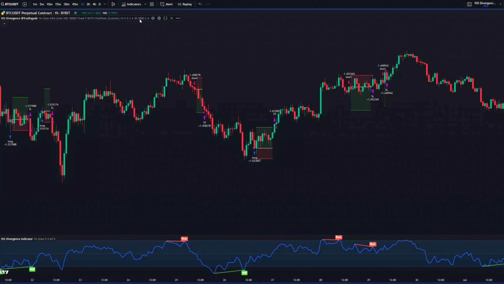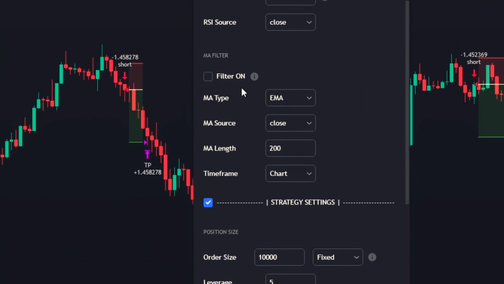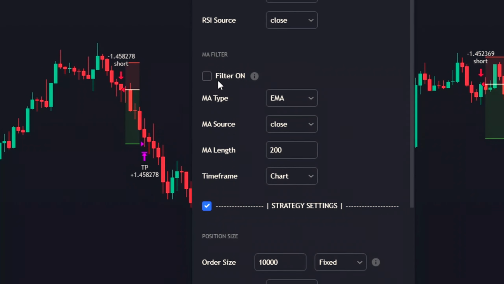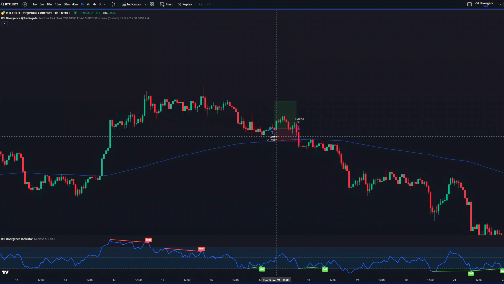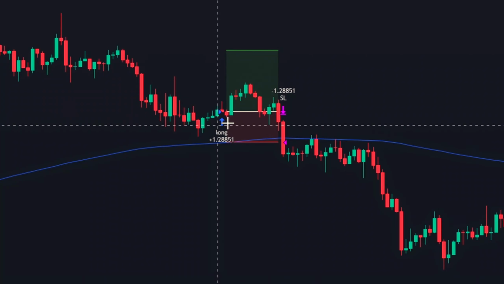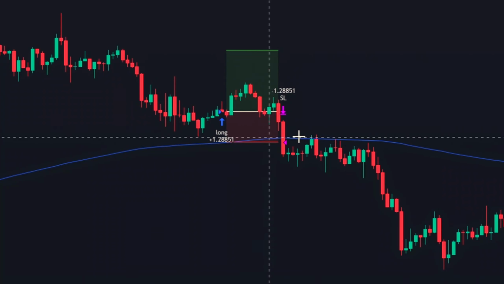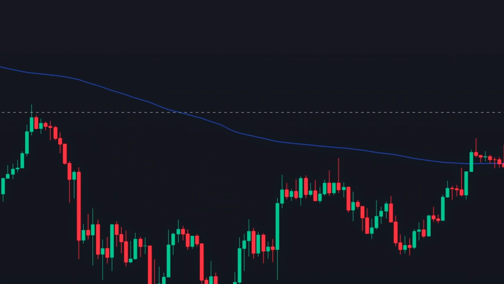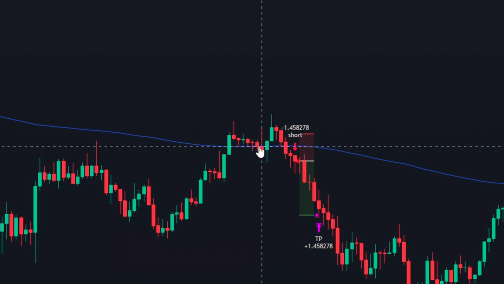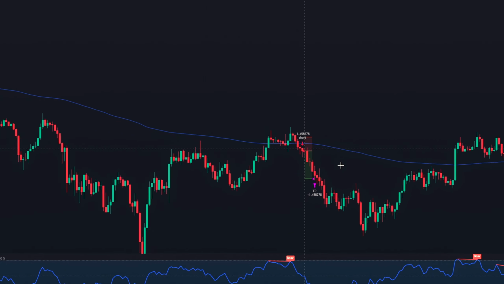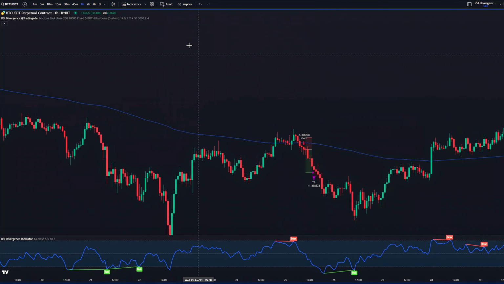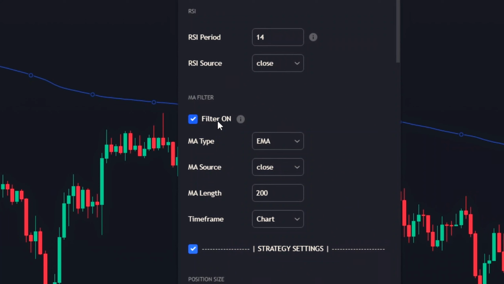In order to limit these false signals, you can apply this filter, which basically is the moving average filter. Here you can set the moving average type, the source, the length, and here the time frame of the moving average. By applying the filter, we will open a long position only if the entry signal is above the moving average. Whereas for a short position, we will open a position only if the price is below the moving average. So this is the classic moving average filter. You can choose to turn it on or off.